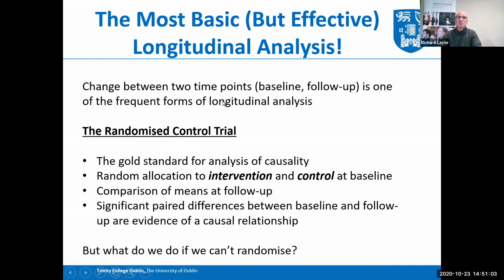I want to come to is the most basic, but as I've said there, very effective approach to longitudinal analysis. And that's the analysis of change between two time points, okay, which we'd routinely call baseline and follow-up. This is going to be the bread and butter of most longitudinal analysis. Most people, if they're going to do a longitudinal analysis, will follow this type of model.